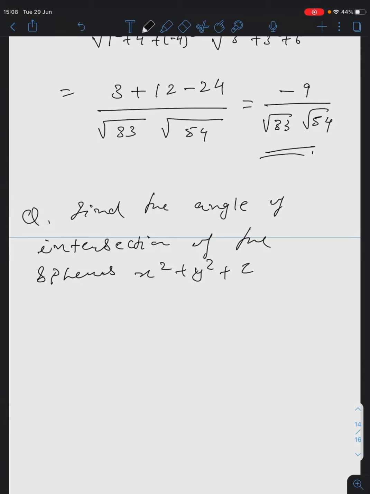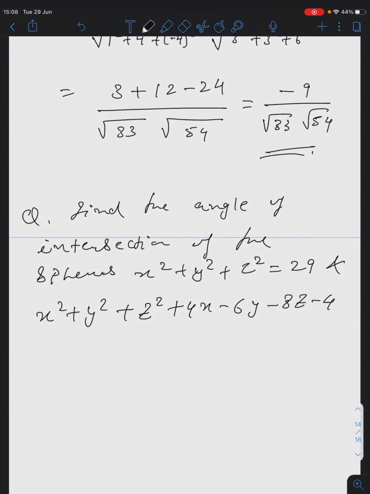x square plus y square plus z square is equal to 29, and another one is x square plus y square plus z square plus 4x minus 6y minus 8z minus 47 is equal to 0 at the point (4, -3, 2). Okay, so here you have two surfaces and you need to find the angle of intersection. These two spheres will intersect somewhere and you need to find the angle between them.